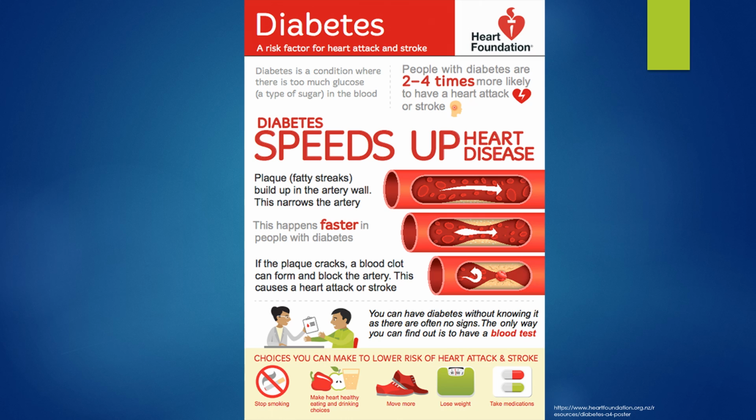In people's arteries with diabetes, the plaque builds up faster than it would in normal people. An important factor to consider is you can have diabetes without knowing it, so it's good to go and get checked up often. Make sure that you don't smoke, lose weight, eat healthy, take your medications that are prescribed to you, and have an active lifestyle.